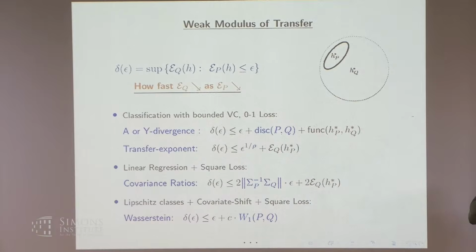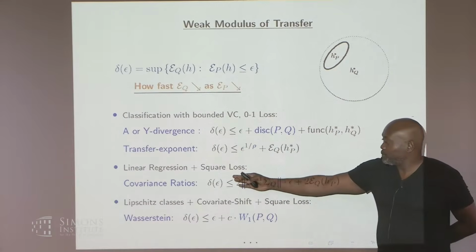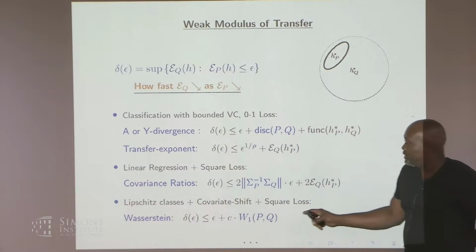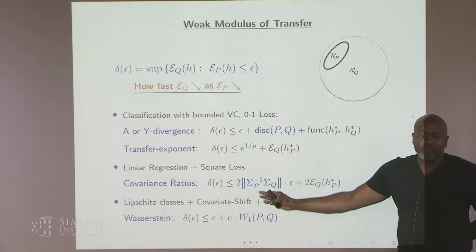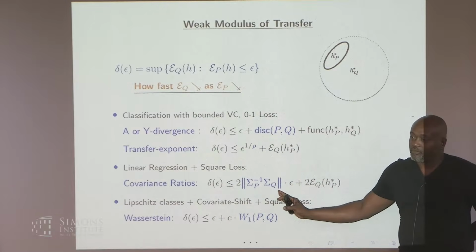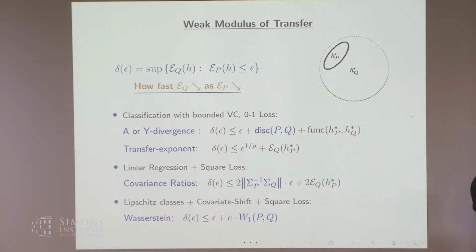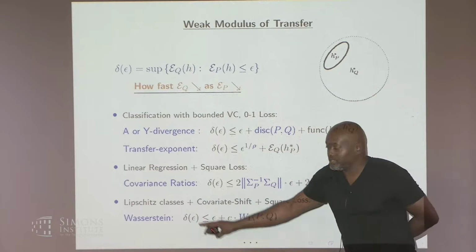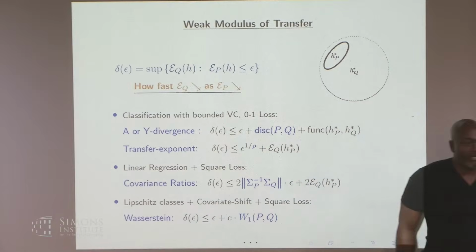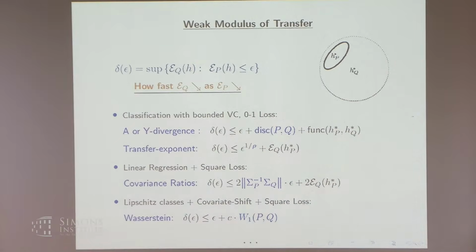We go to regression. Other proposals in regression, linear regression, some simple proposals have been the ratio between covariances. In regression, it's immediately bounded by this modulus. Then Wasserstein distance for Lipschitz classes, it's immediately also bounded by this modulus.